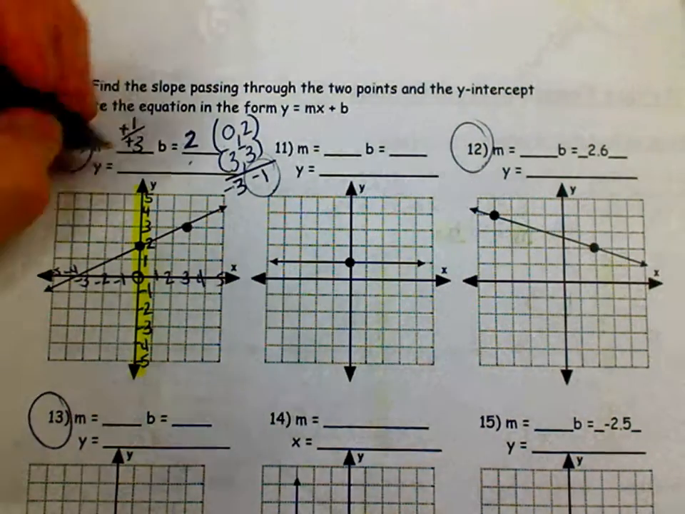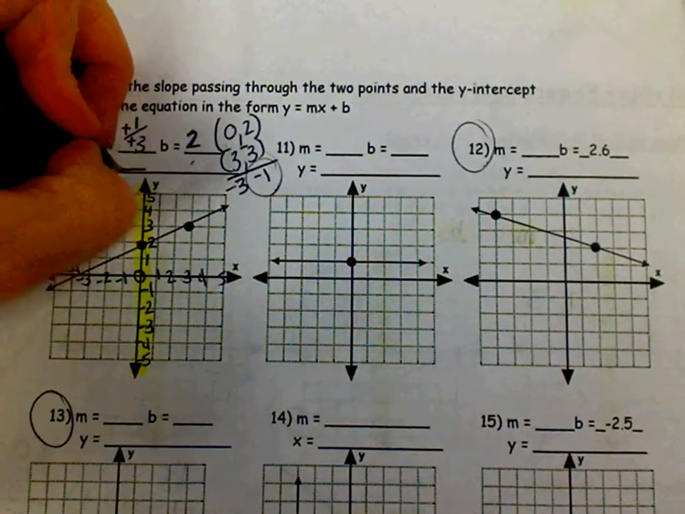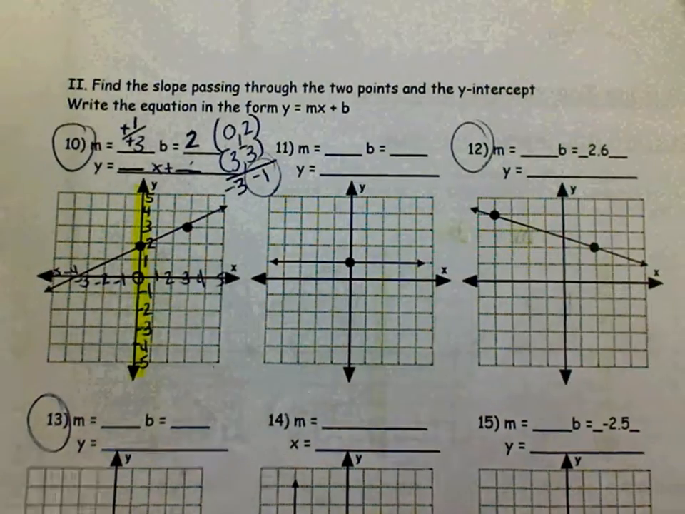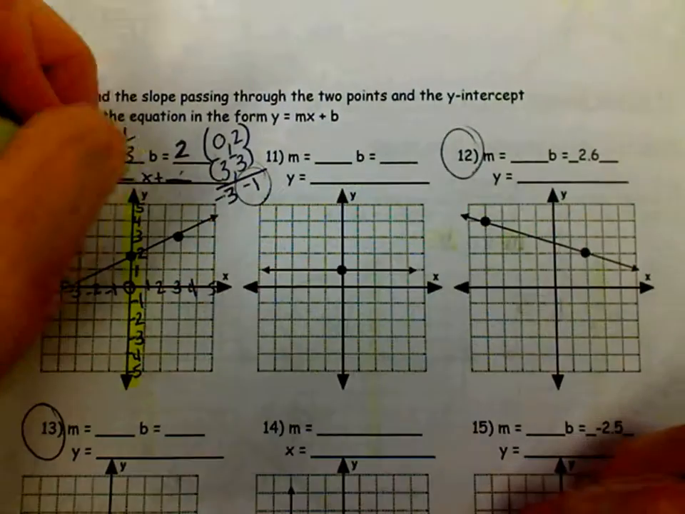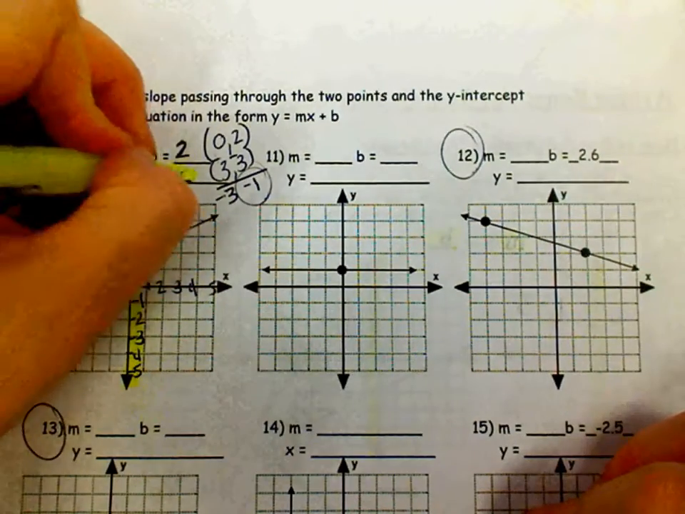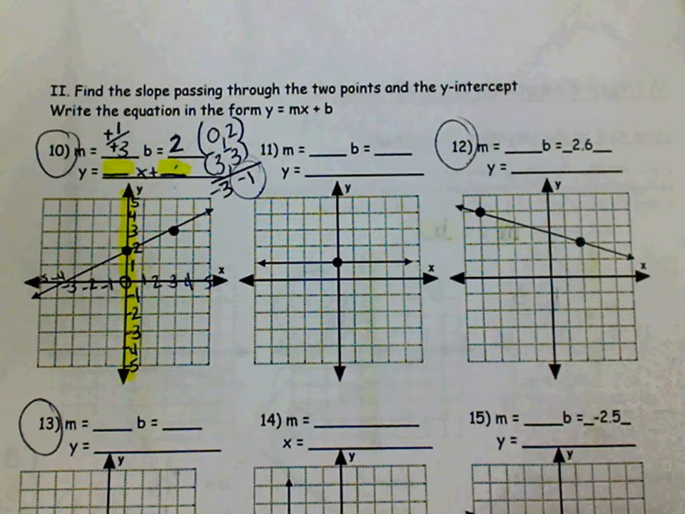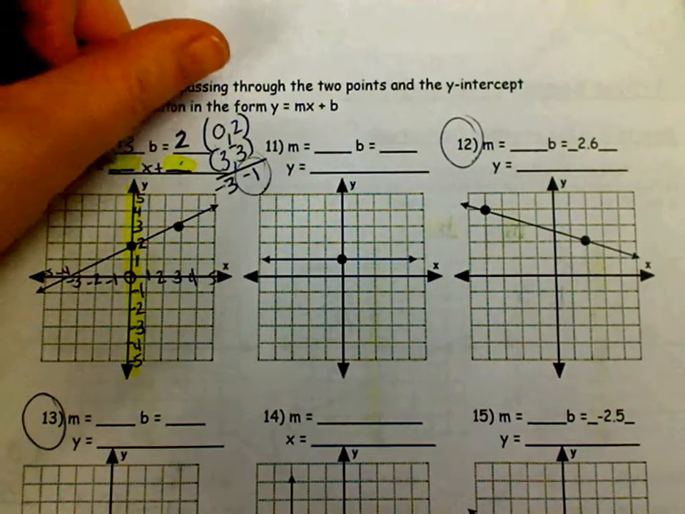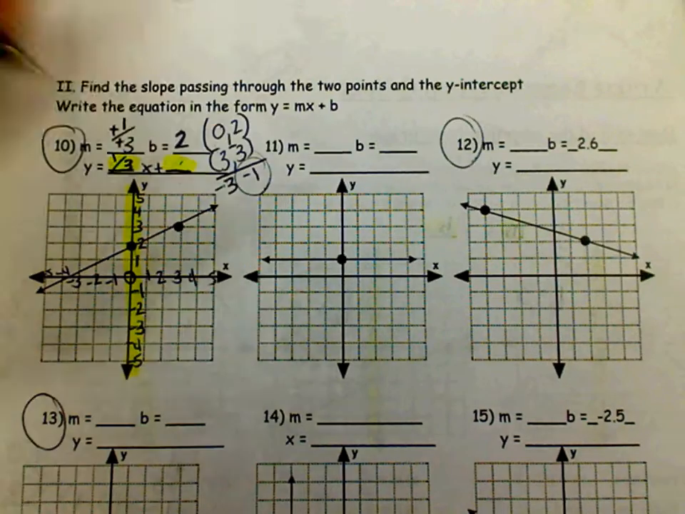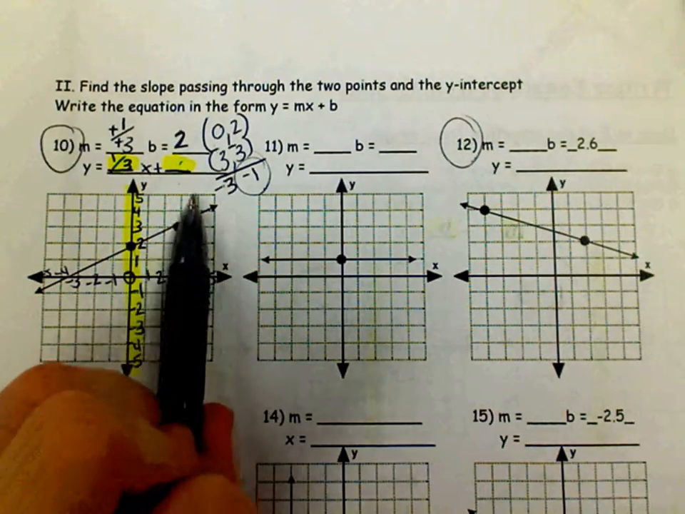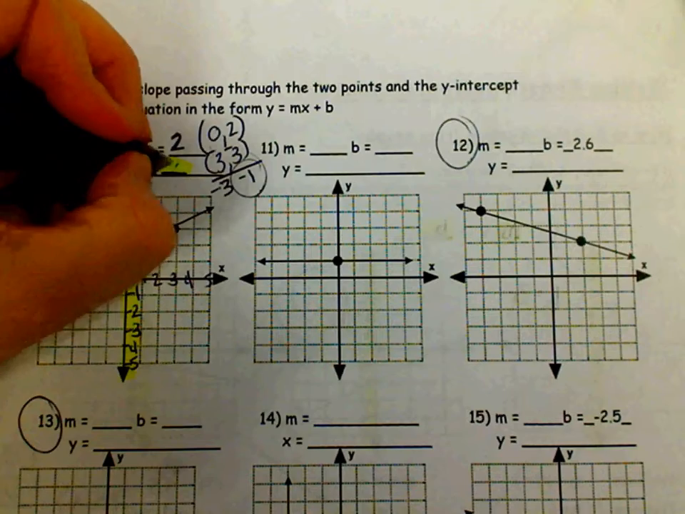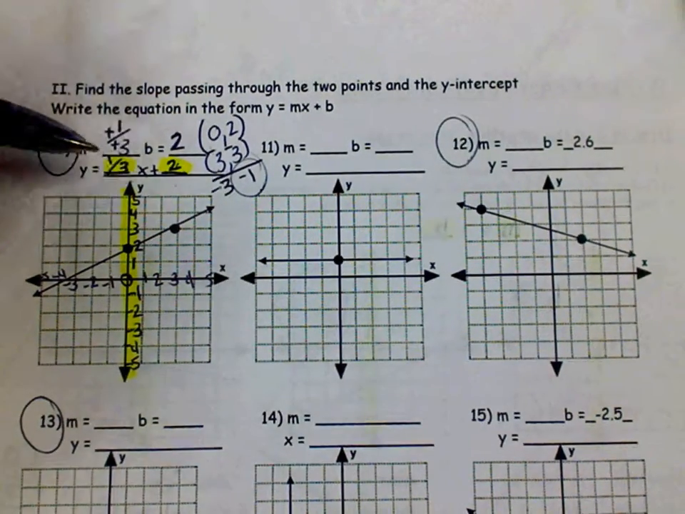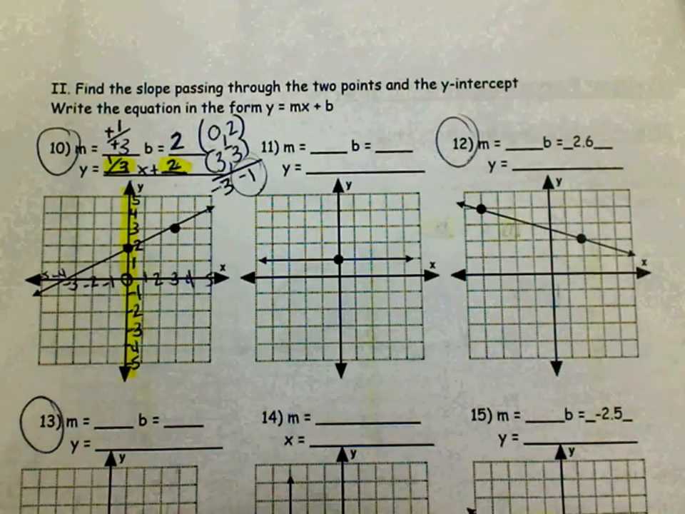So for our equation, remember, it's y equals mx plus b. I'll put blank x plus blank. And we have 2 numbers that we need to put in here. One of them is the slope. That's our m, and that's 1 over 3, so the whole fraction. And then for b, that's my y-intercept, that's 2. So the equation is y equals 1/3 x plus 2.